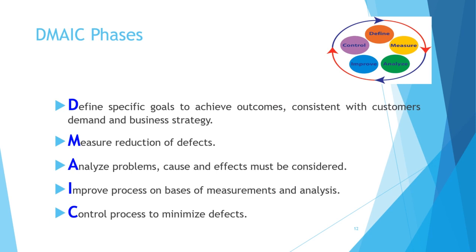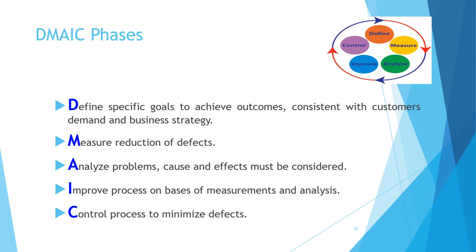So the DMAIC method is usually used primarily for improving existing business processes. The letters stand for: define the problem and the project goals, measure in detail the various aspects of the current process, analyze the data to, among other things, find the root defects in the process, improve the process, and control how the process is done in the future.